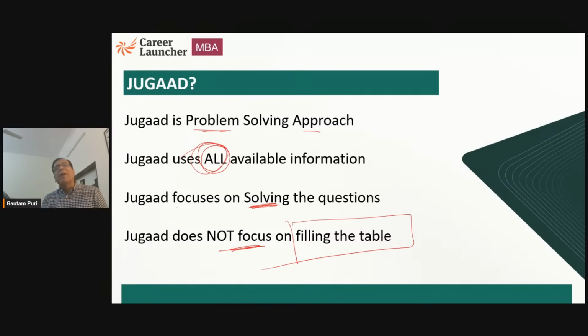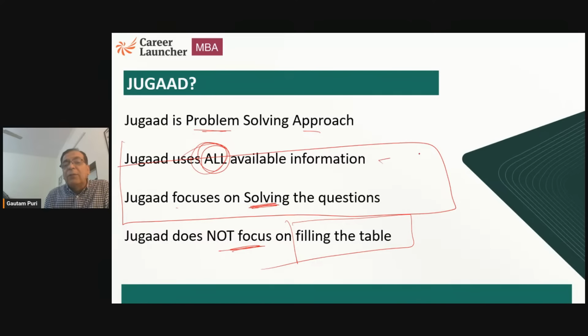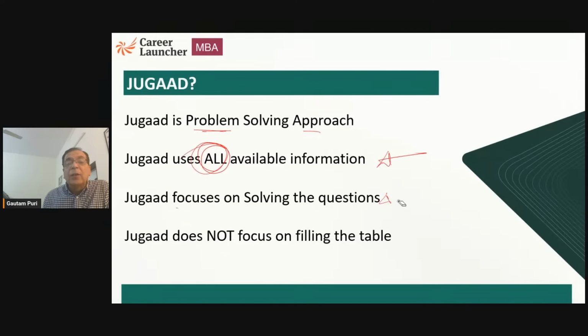One of the biggest problems I find in students is they don't look at the question. If you don't look at the questions, you miss out on critical information. And not only that, you are not clear about what to solve for. It is extremely important that you understand what you are supposed to solve for.